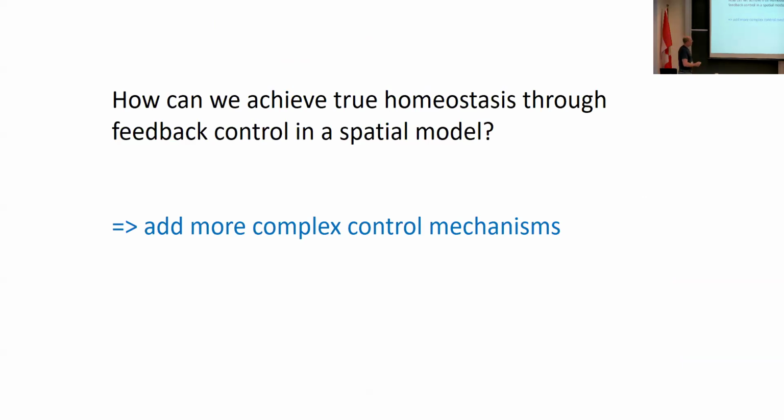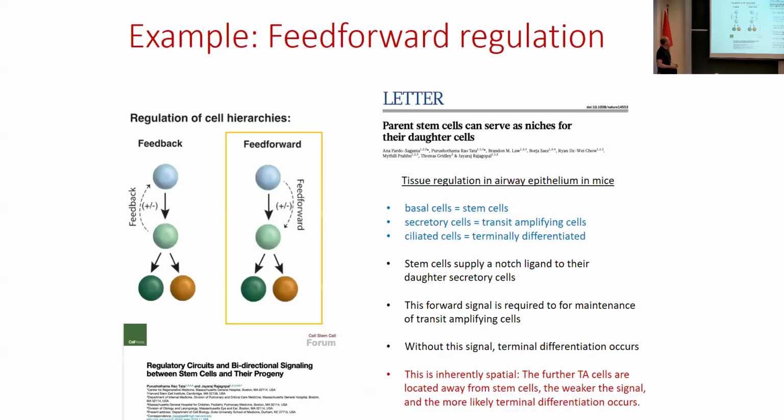So we've established that in this particular system, this negative feedback loop that results in homeostasis in the ODE does not result in homeostasis in the spatial model. So how can we get true homeostasis in the spatial model? And the obvious answer is you have to add more complexity to the model. And we can just try out various things. One thing we did was we looked at a particular regulation mechanism that is given by this paper that I'm quoting here.